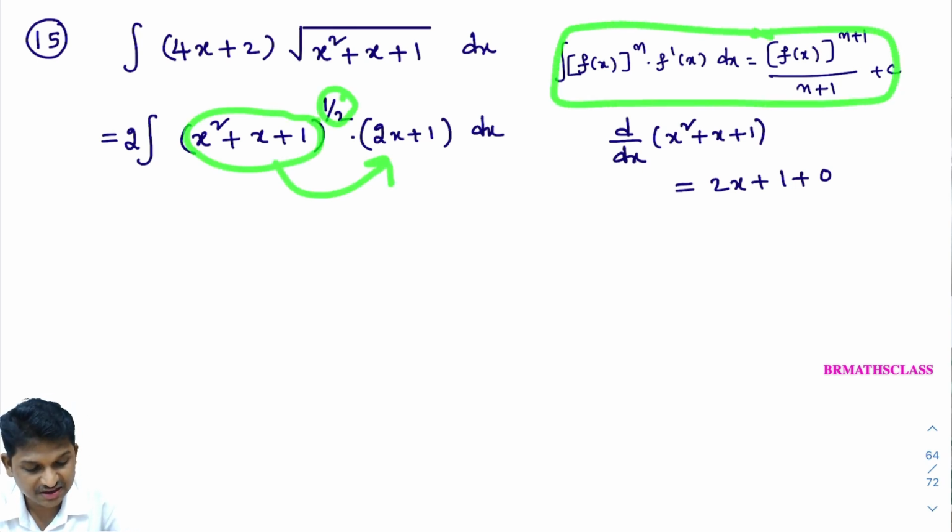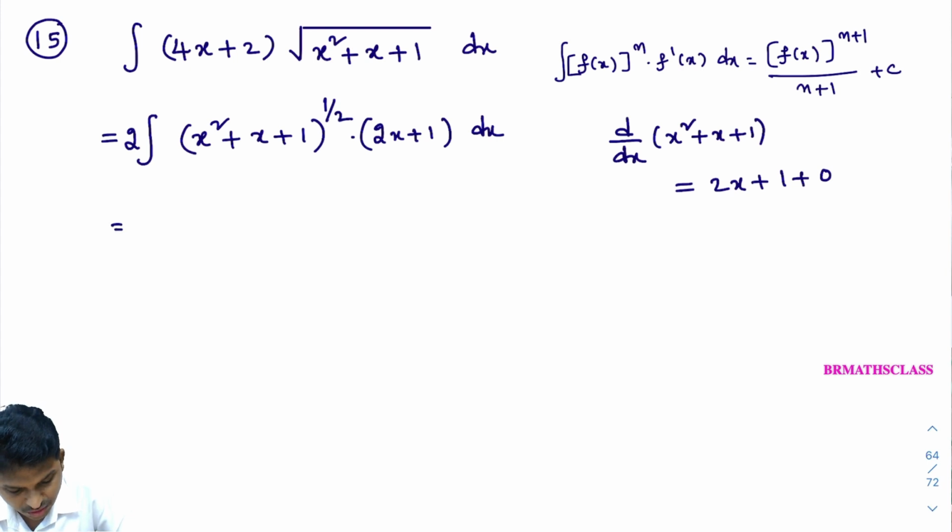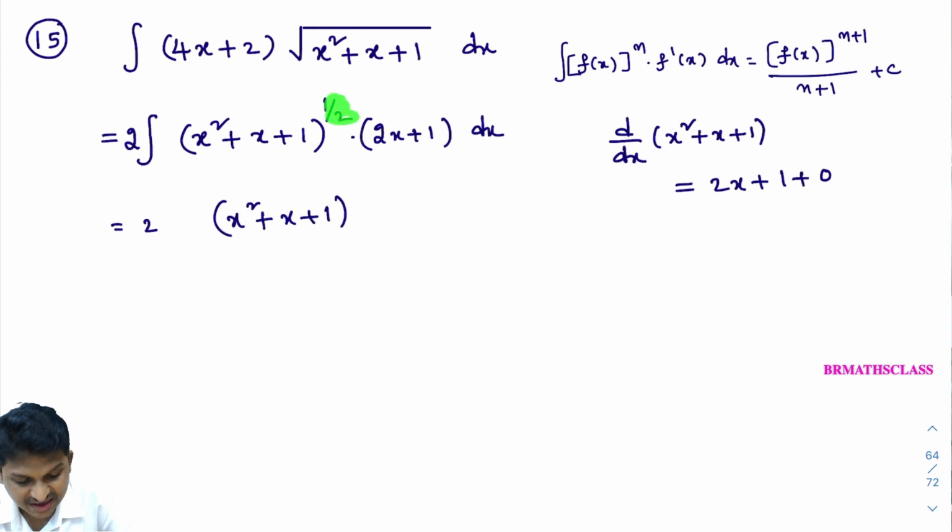So I can apply this formula. Yes, apply that. It equals 2 times, what is that formula? f of x, that is x square plus x plus 1, whole power n plus 1. What is n here? n is 1 by 2. 1 by 2 plus 1 is what? 1 by 2 plus 1 is 3 by 2, divided by 3 by 2, plus c.